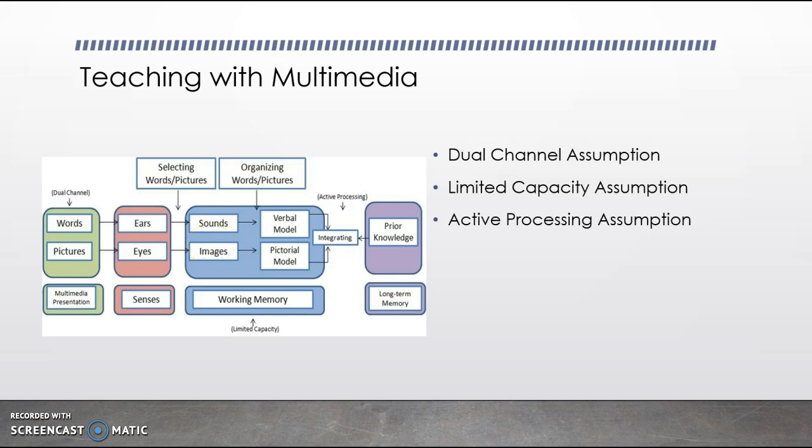The limited capacity assumption states that learners only have a limited capacity for holding both visual and auditory information. So when presented with too much, they can experience cognitive overload. Active processing refers to the process shown in this image in which learners select information, organize it, and integrate it with their prior knowledge to be stored in long-term memory.